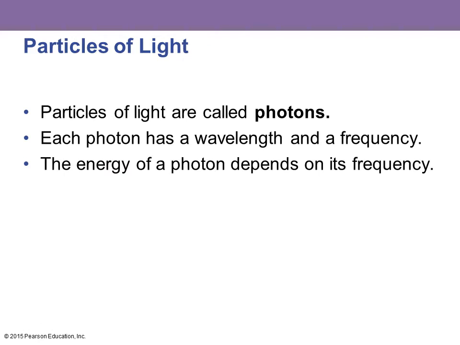Light can also be classified as something that has particles, or photons. Each photon has a certain amount of energy. It has a wavelength. It has a frequency. So light has this dual property where it can be considered a wave. It can also be considered a particle.